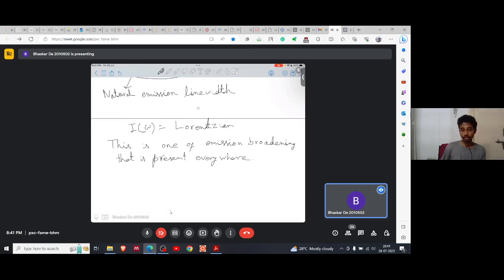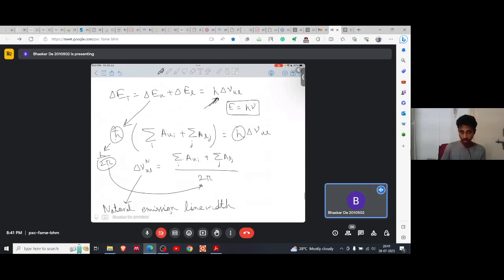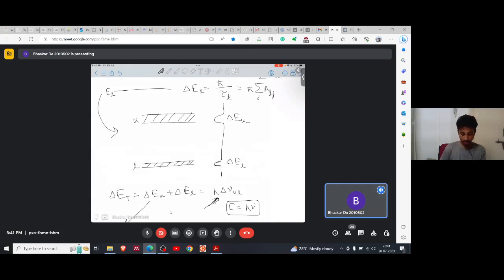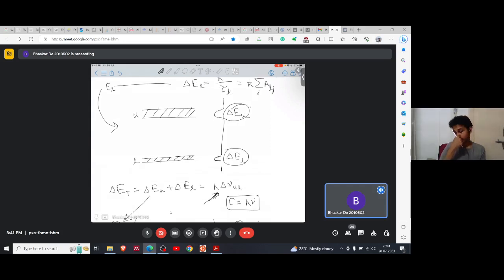So this particular broadening is present everywhere. Whatever the sample, whatever the system is, we will always have this broadening, because this broadening is coming from the uncertainty principle, and the uncertainty principle states that we can never accurately measure the energy of any level. So it will have some kind of uncertainty, here it is delta E u, here it is delta E l.